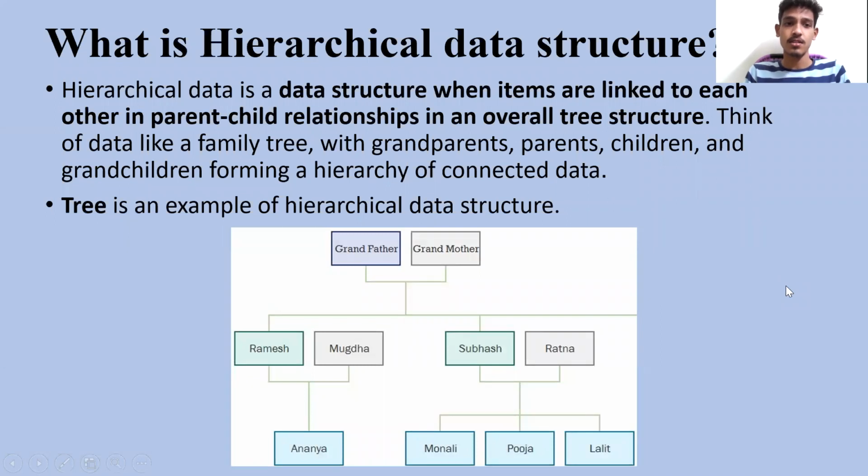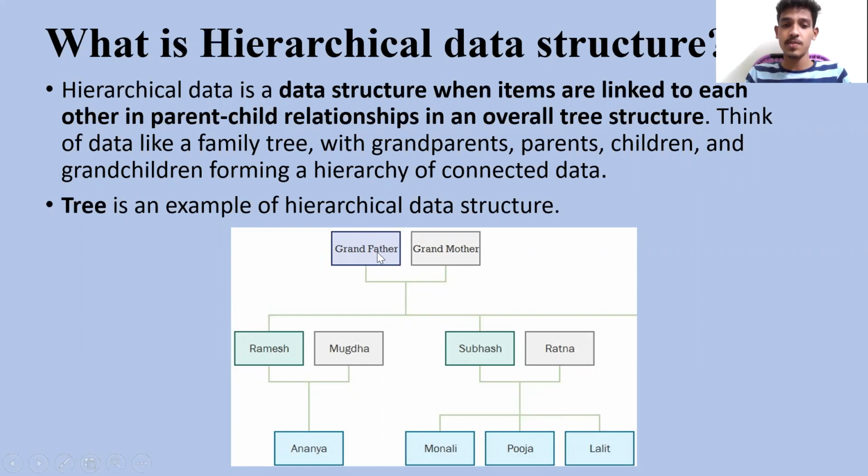What is hierarchical data structure? Hierarchical data structure is a data structure where items are linked to each other in a parent-child relation in an overall tree structure. Think of data like a family tree with grandparents, parents, children, and grandchildren, forming a hierarchy of connected data. So, tree is the best example of hierarchical data structure.